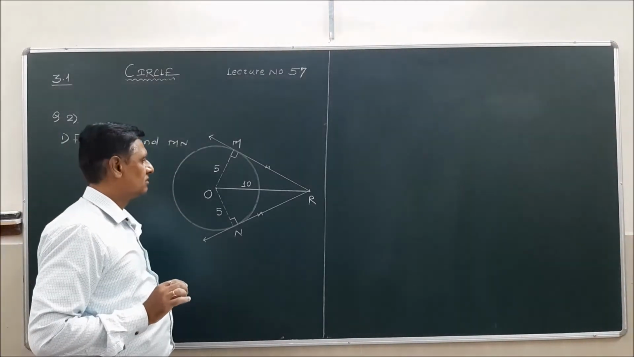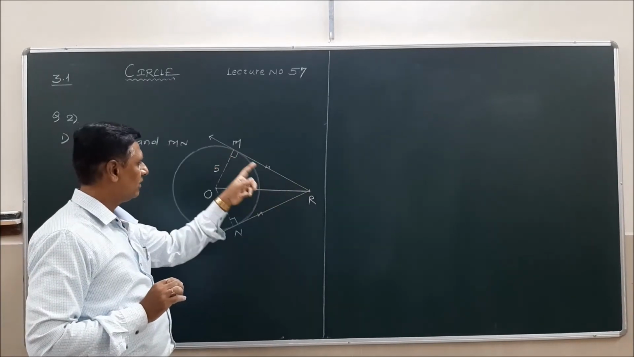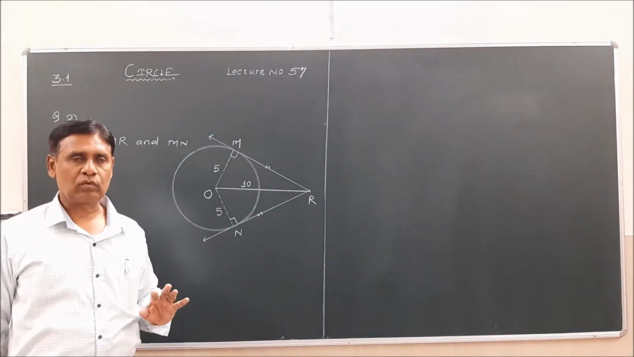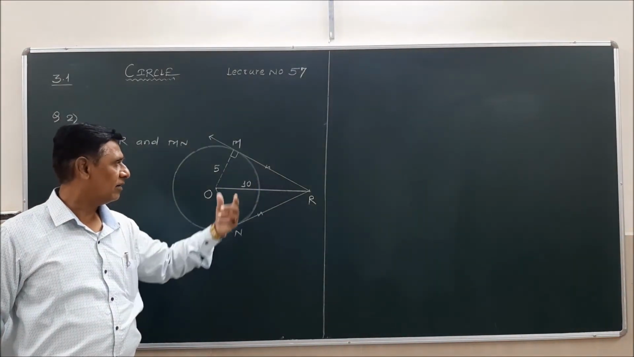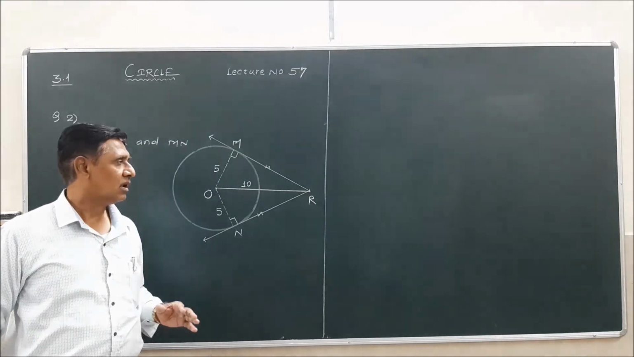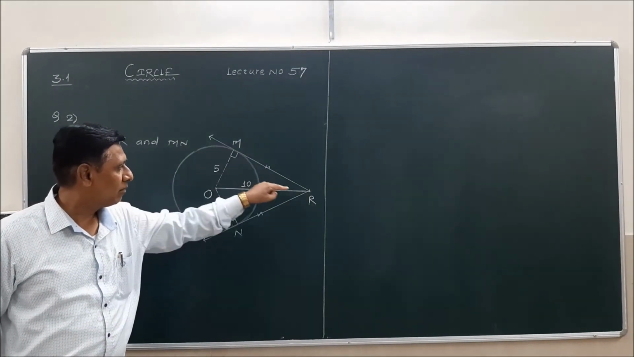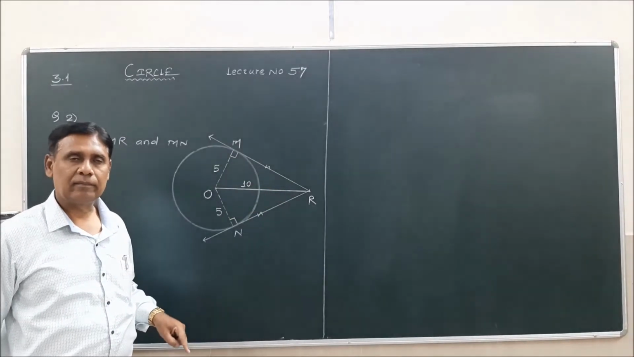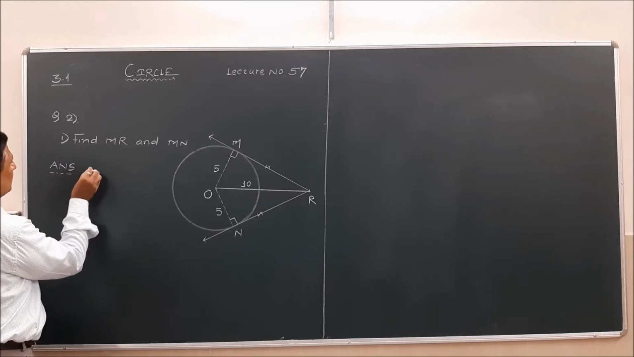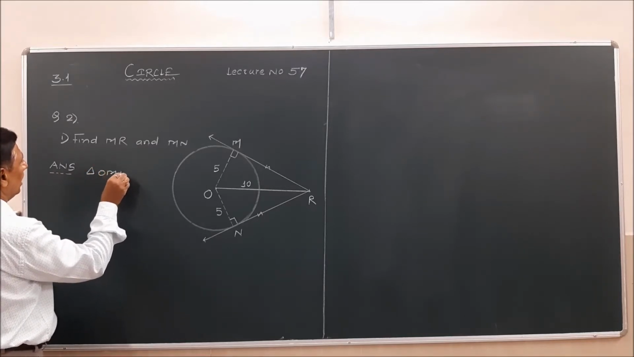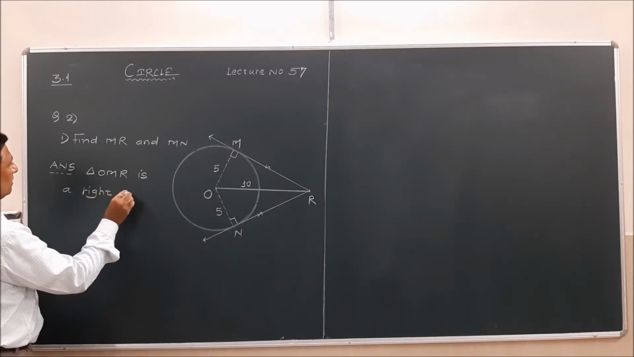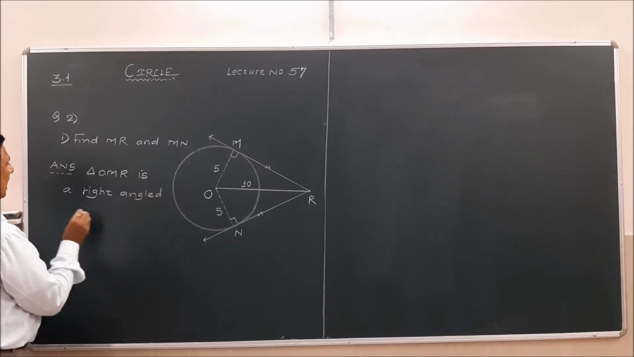Since you all know, dear students, tangents drawn from the same external point to the circle are always congruent. Therefore, if we find out MR, then there is no need to find out NR because they are congruent. Now, triangle OMR is a right angle triangle.